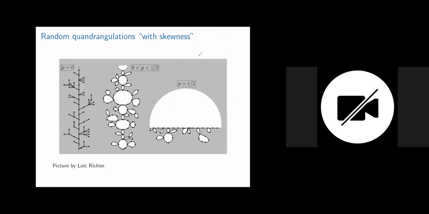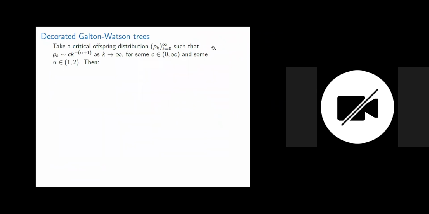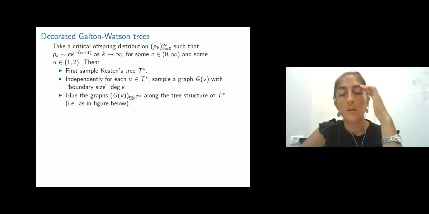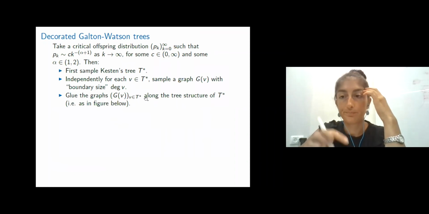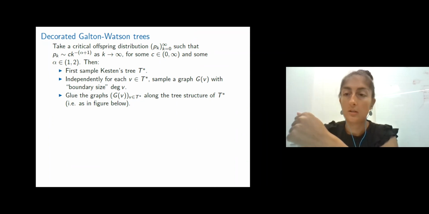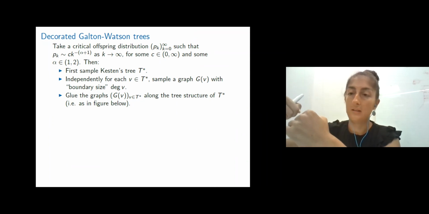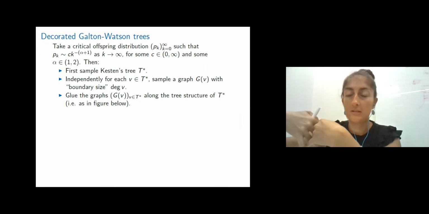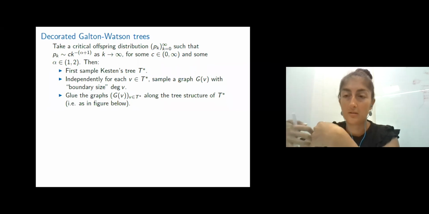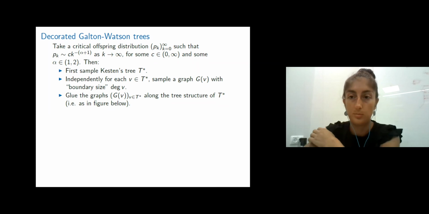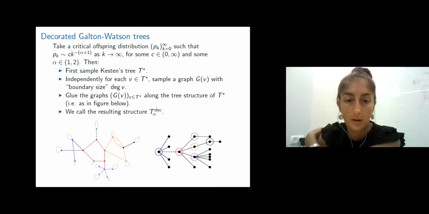Okay. So when I say glue the graphs, I mean exactly that if two vertices in the tree are adjacent, then you basically identify a vertex on the boundary of each graph. And you do this in the sensible way, to respect the planarity restrictions. So basically to create the picture I showed you before.